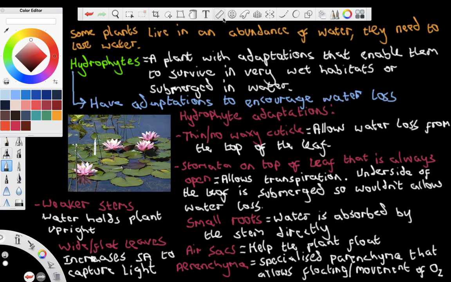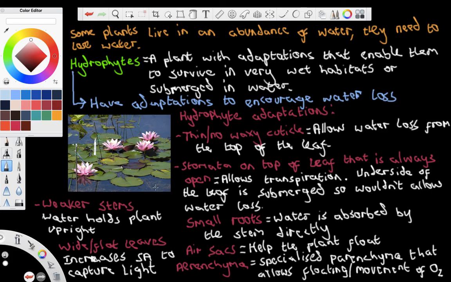So some plants live in an abundance of water. They need to lose water. They have too much water. They have adaptations to allow them to get rid of it. A hydrophyte is a plant with adaptations that enable it to survive in very wet habitats or submerged in water. The adaptations that encourage water loss include a thin or no waxy cuticle, which allows water loss from the top of the leaf. Stomata on top of the leaf are always open. This always allows transpiration, and they're on the upper side of the leaf because the underside of the leaf is submerged in water and wouldn't allow transpiration. We've got weaker stems, with water holding the plant upright.